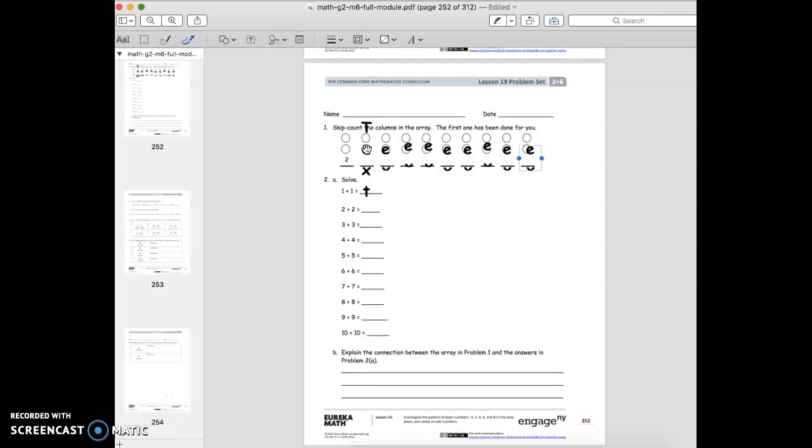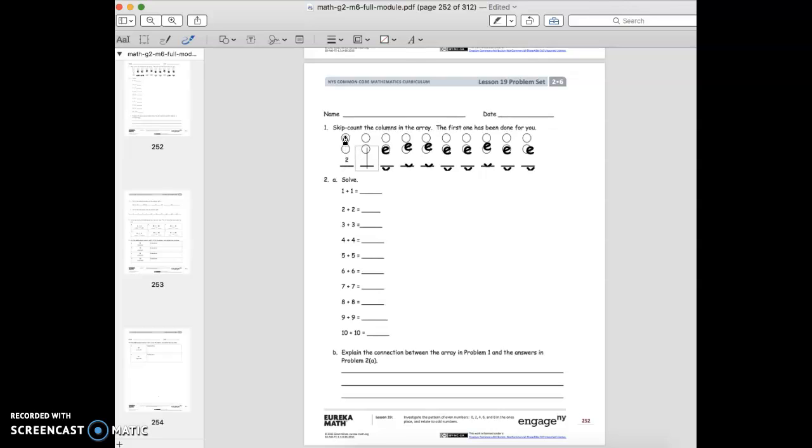Okay, so I'm sorry that this looks a little funny here. We're gonna do this right now. Number one says skip count the columns in the array. So the columns, remember, go up and down. We're gonna skip count these dots. Some of them are being covered by the letter E, but we'll take care of that in a second. The first one's been done for you.